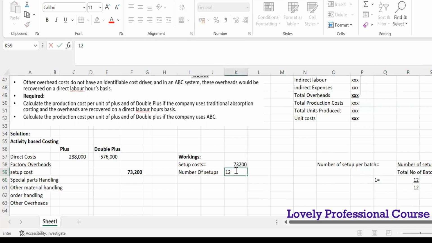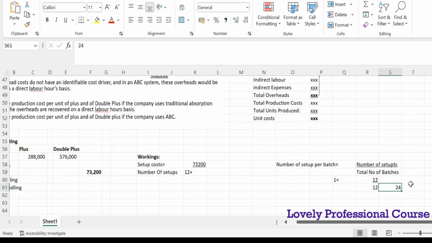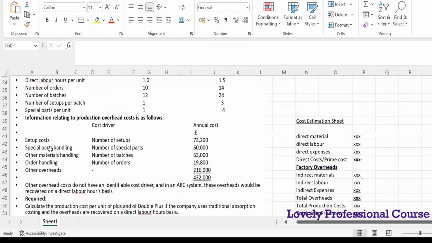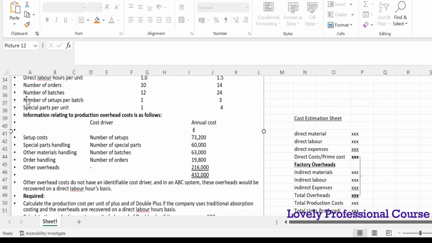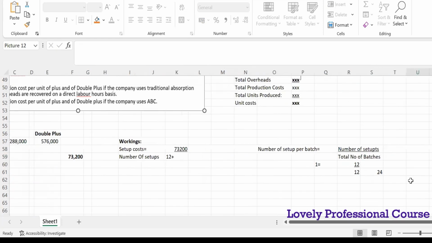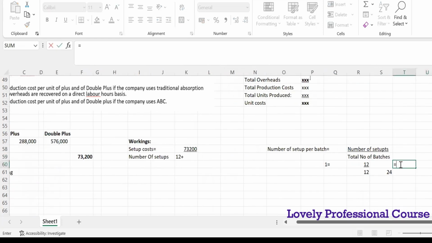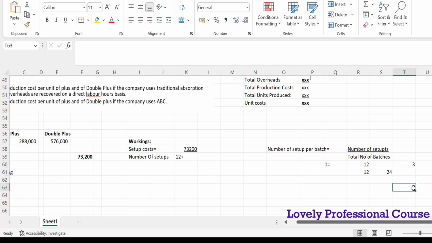So here for plus, number of setups is 12, and for double plus, number of setups will be how much? If we have 24, and the number of setups per batch, they gave us for double plus. Look here, where the cursor is on this line 37, I'm seeing number of setups per batch. They gave us 3. So how to get this 24? If our answer is 3, my answer is 3 and I'm finding what will be this.